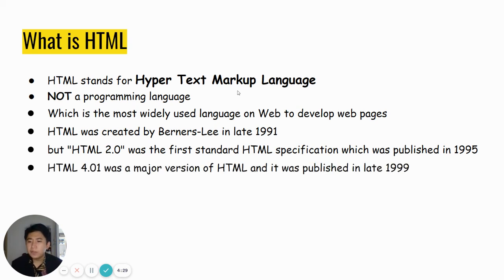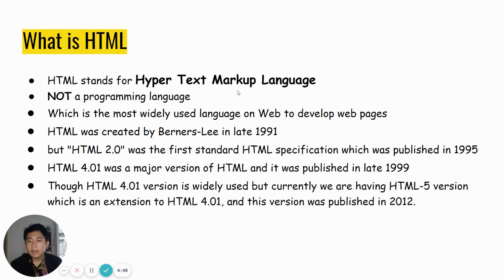And then we also have HTML4. It was a major version of HTML and it was published in late 1999. That's the version that most people used at that time. Though HTML 4.0 is widely used, right now we have HTML5, which is an extension of HTML4, published in 2012. So that's the brief history of HTML, guys. It was created by Berners-Lee in 1991, and the latest version, HTML5, was published in 2012.